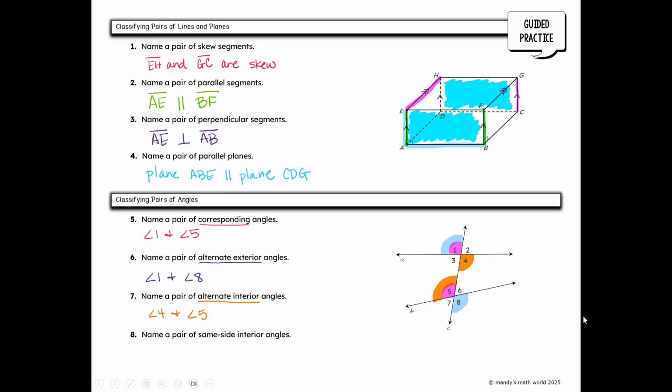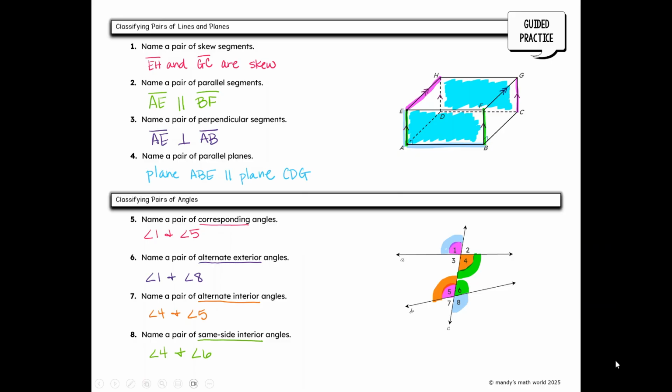Number 8, name a pair of same side interior angles, also called consecutive interior angles. An example of that could be angle 4 and angle 6. They're on the same side of the transversal, and they're in between lines A and B. What's another example of some same side interior angles? Could I have said angle 3 and angle 5?